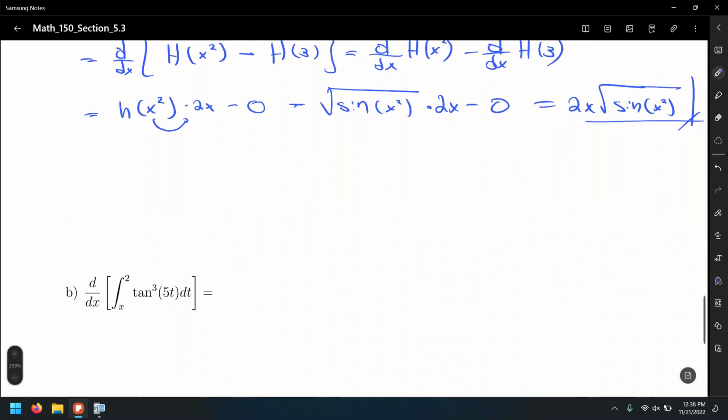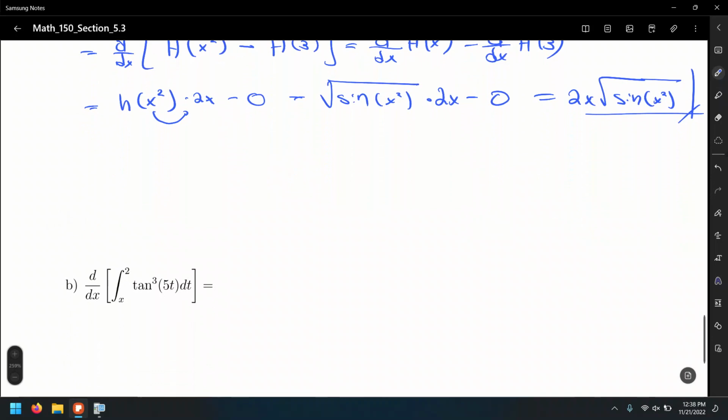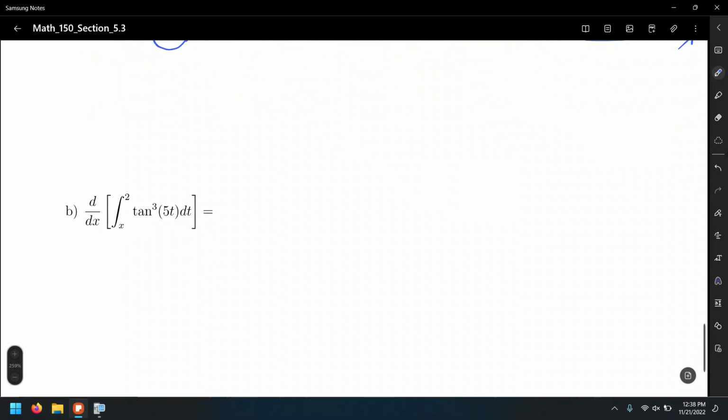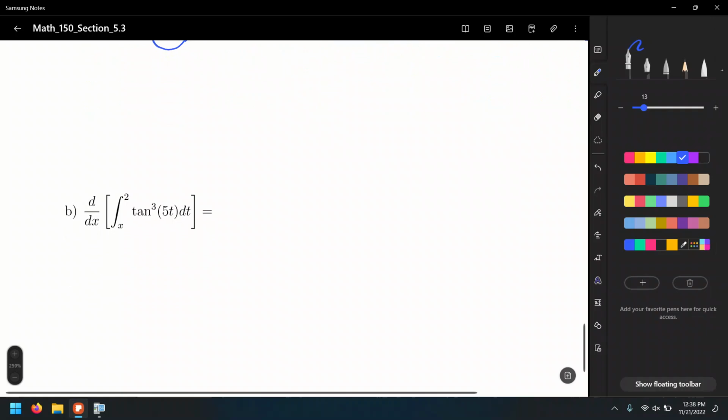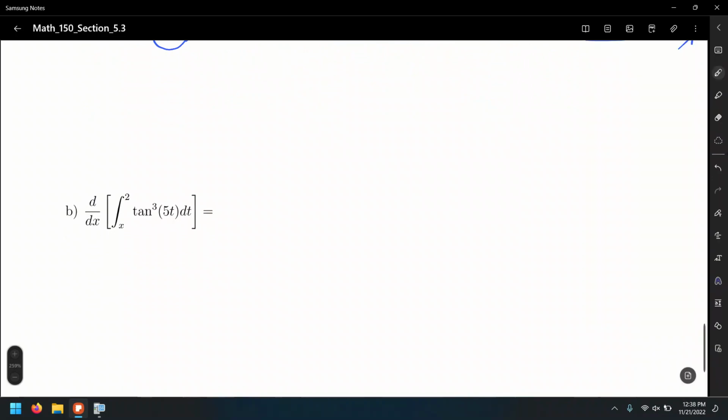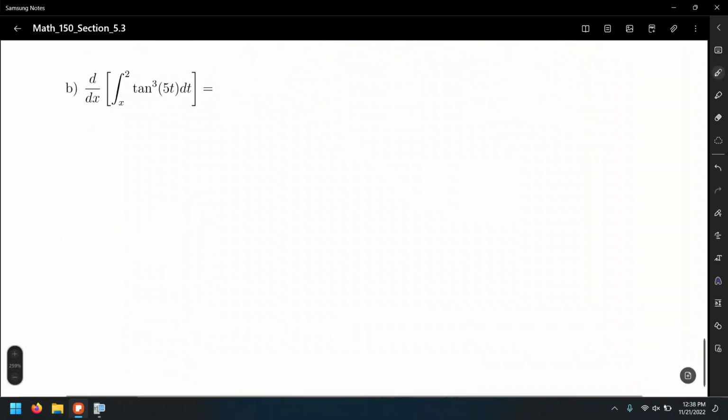So that's the derivative of the integral from x to 2. Wait a minute. Hold on. I didn't change the exercise. So let me make something up. I thought I had something already. Never mind then. Okay.